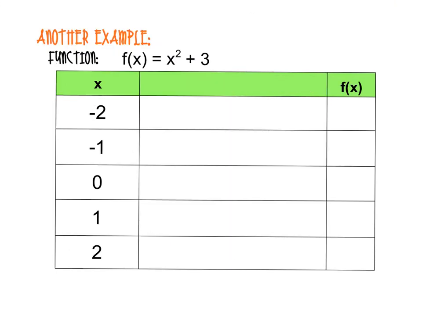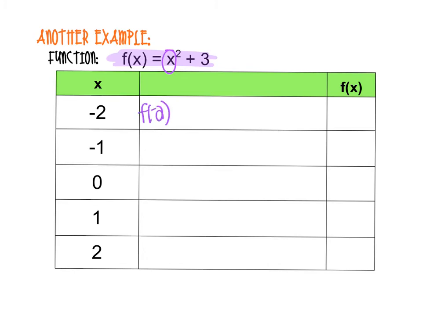All right, so this one, same idea here. Our function here is f of x equals x squared plus 3. So we're going to do the same thing. I'm going to take all these x values that they give me and plug each one into the x in my function and find the value of my function at that given x value. So first for negative 2.